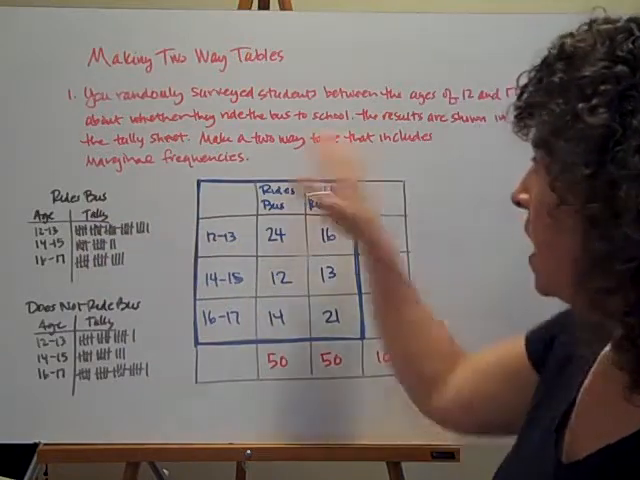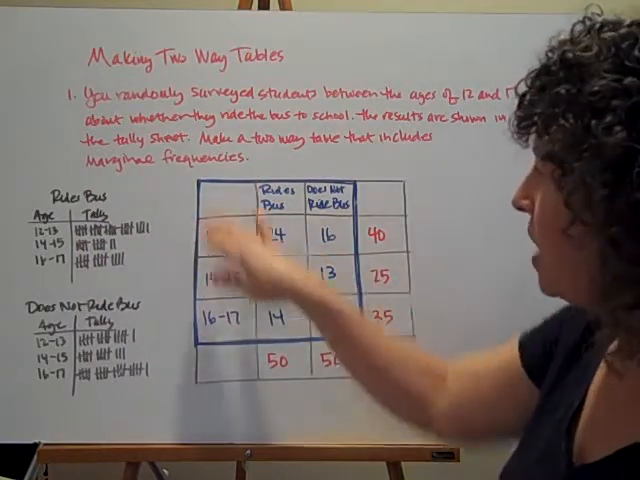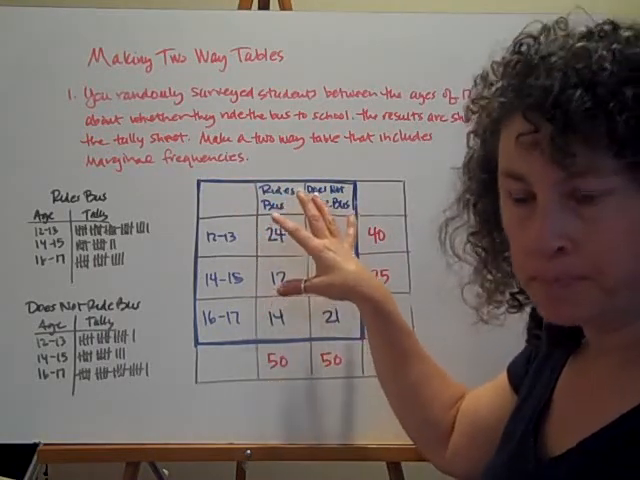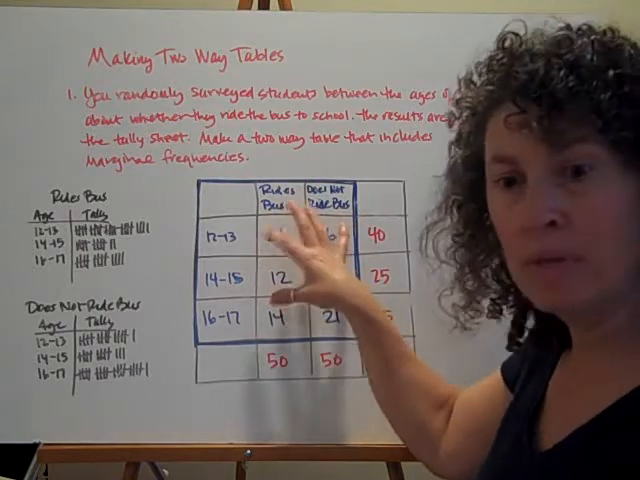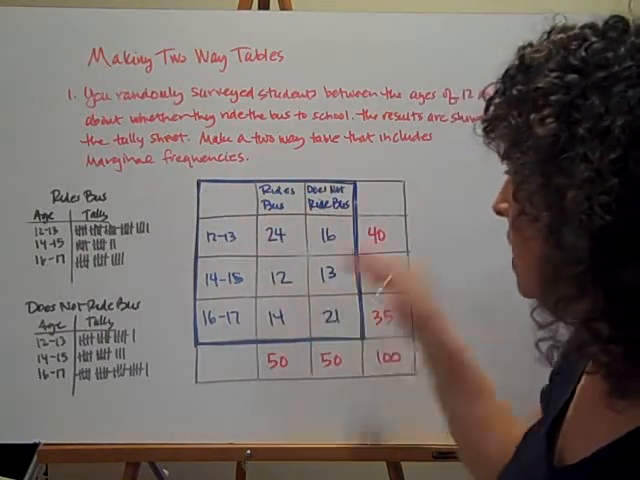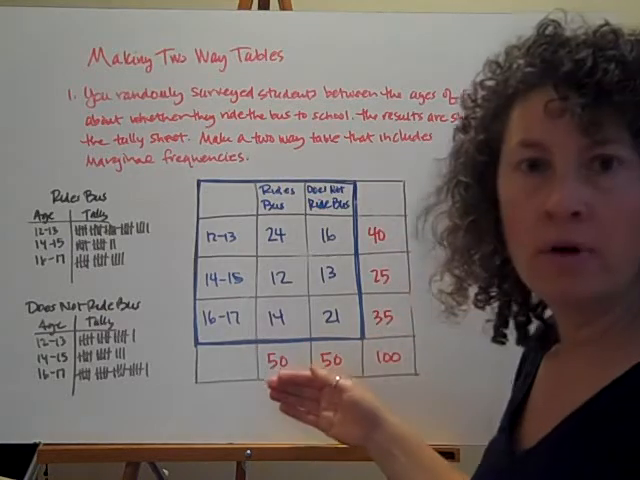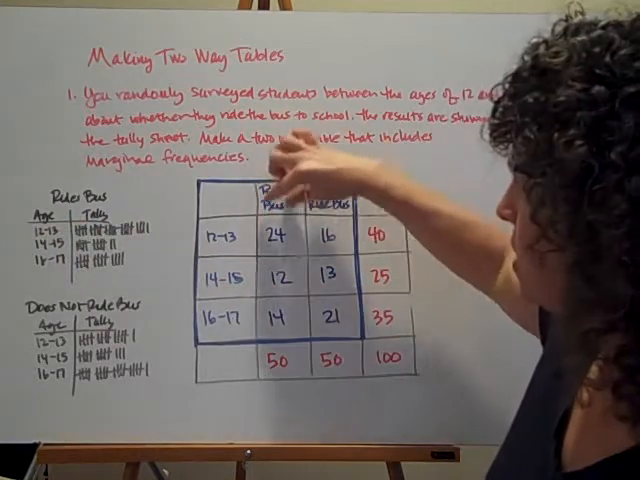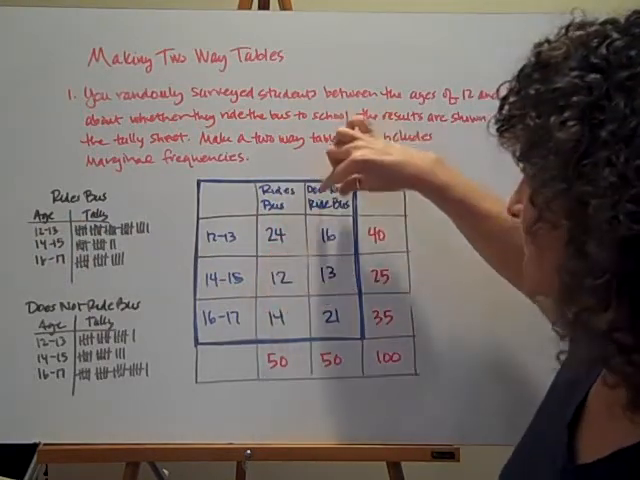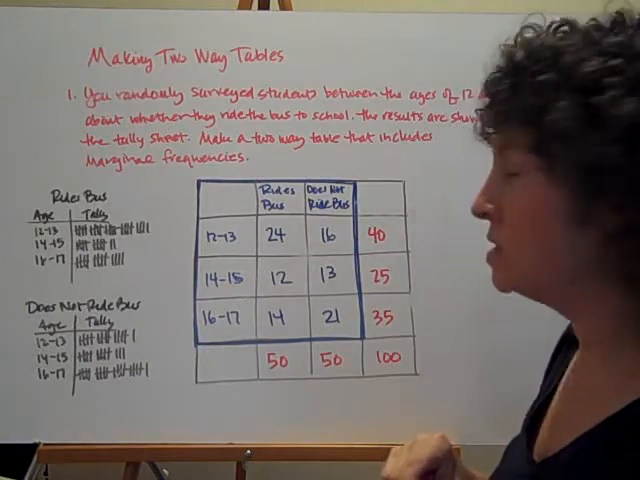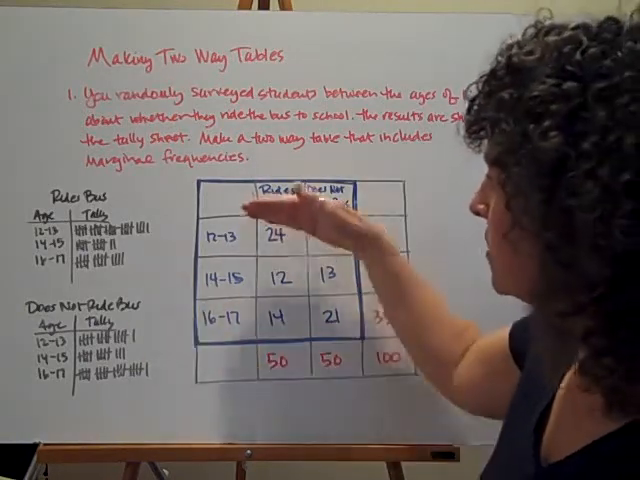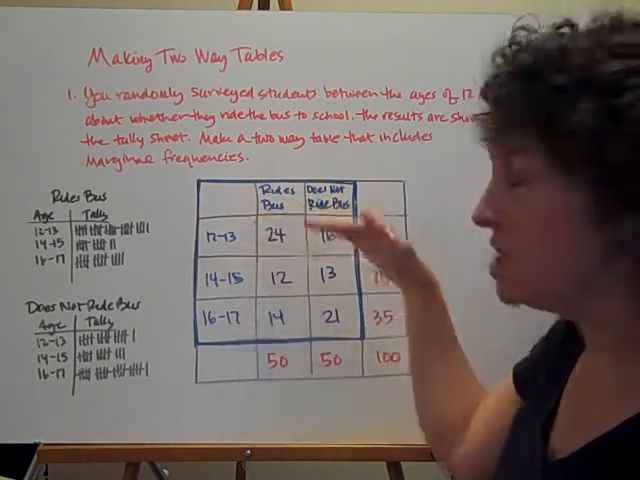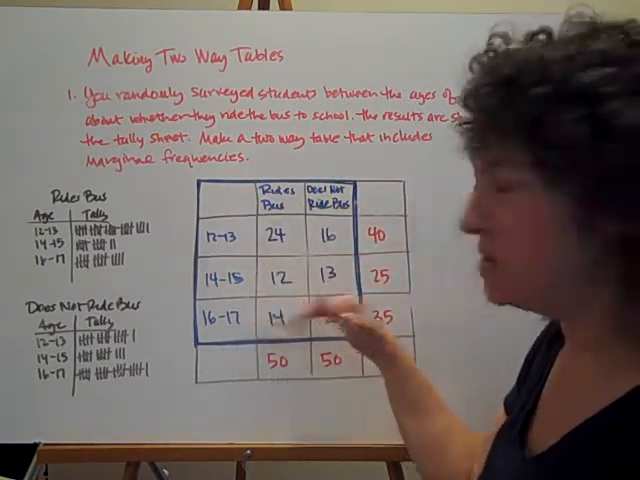Now if we look at our two-way table, you notice we have this main area, which is our main frequencies in the middle, and our marginal frequencies are around the outside. Notice I've made one column for my students who ride the bus and a second column for my students who don't ride the bus. Then I've split it into three rows: students who are 12 to 13, 14 to 15, and 16 to 17.